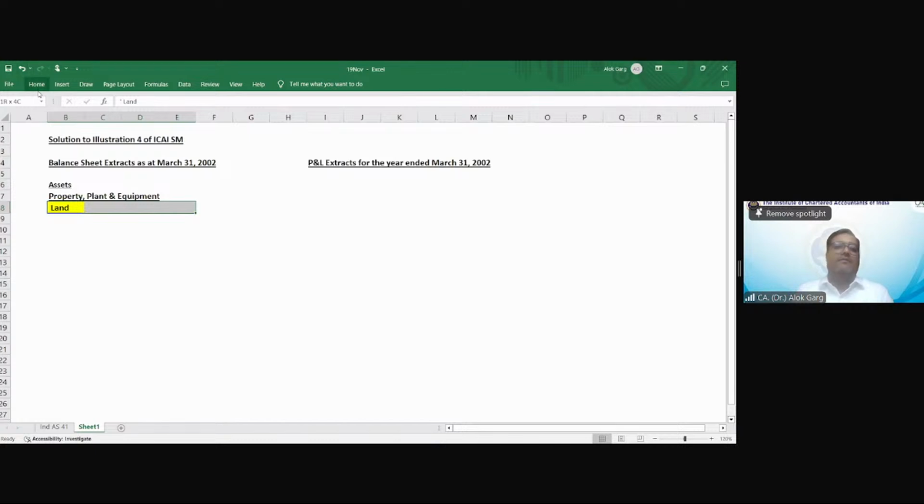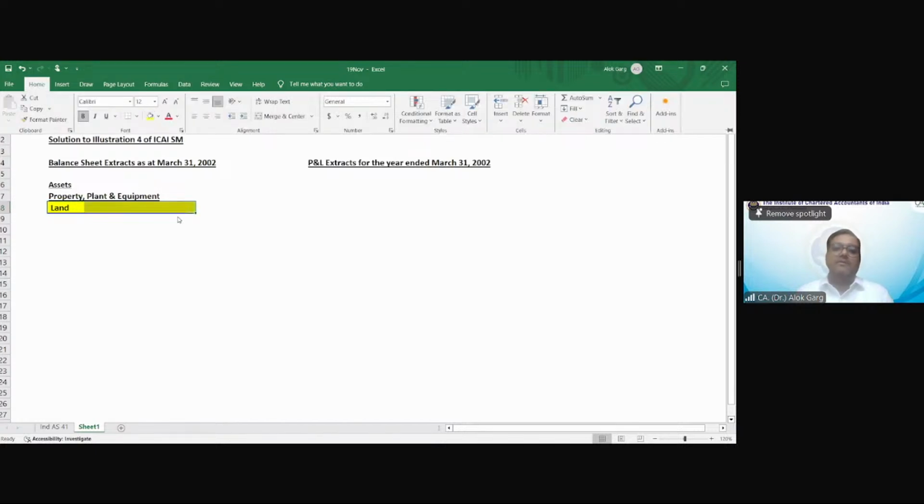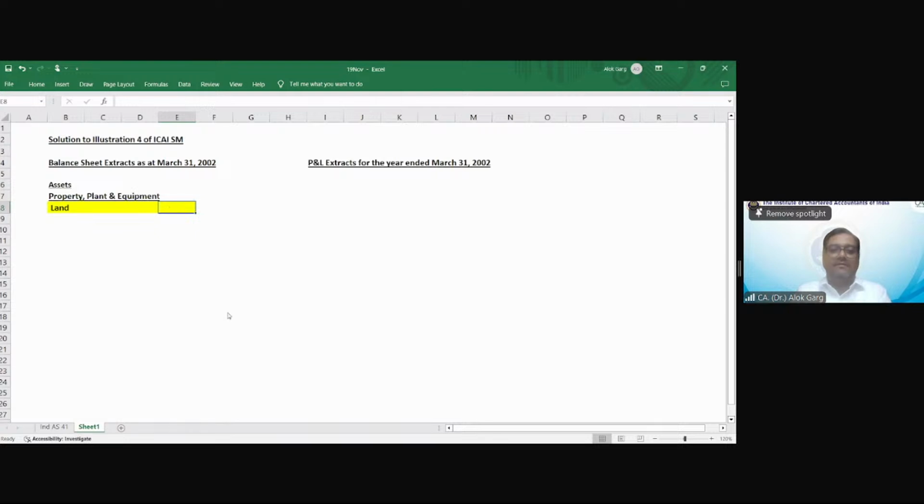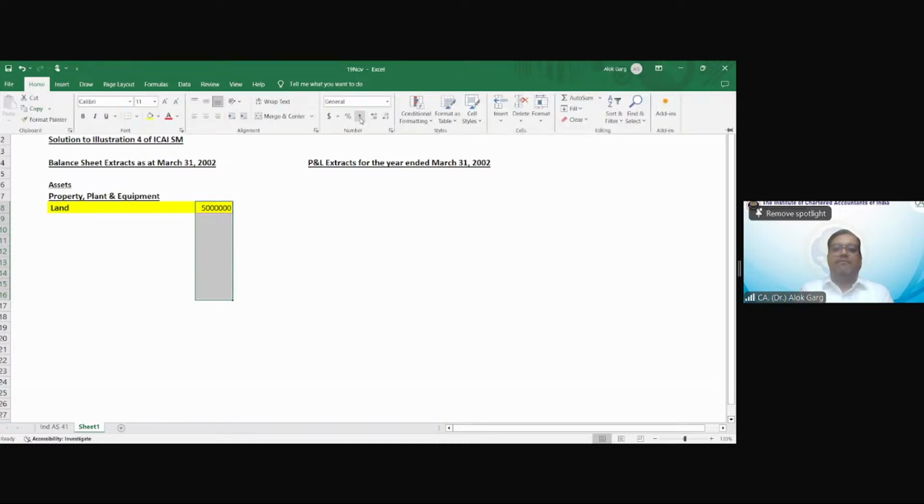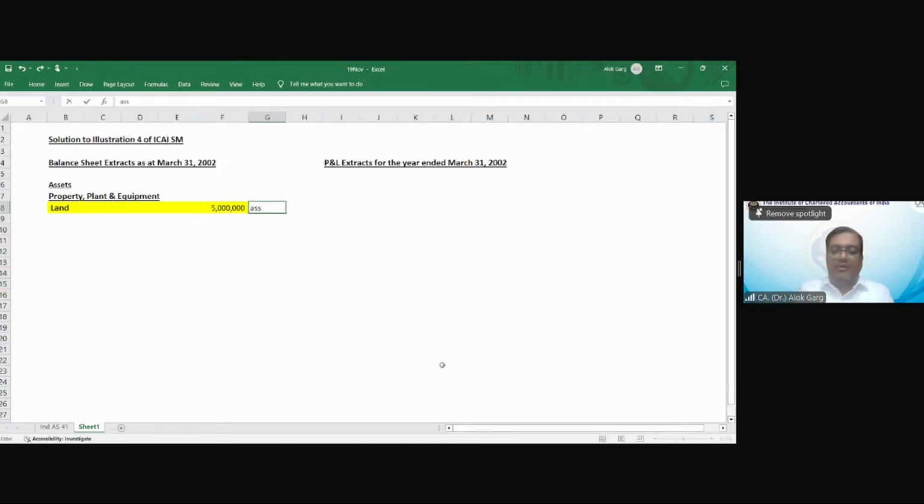What is the value of this land? 50 lakhs. 50 lakh is the value of this land. 50 lakh was the value of this land, assuming cost model, right? Assuming cost model, correct? I assumed the cost model.